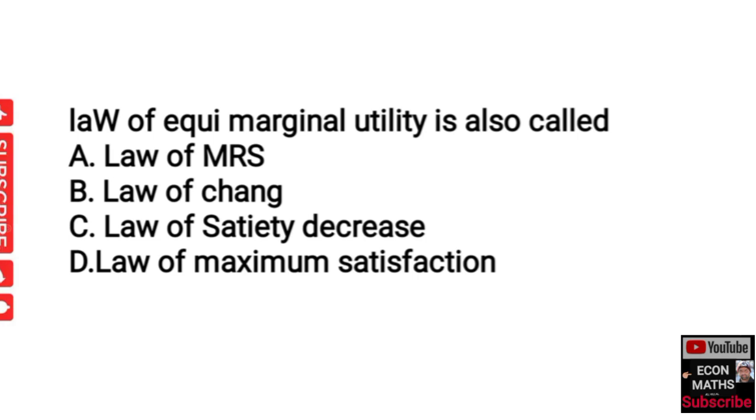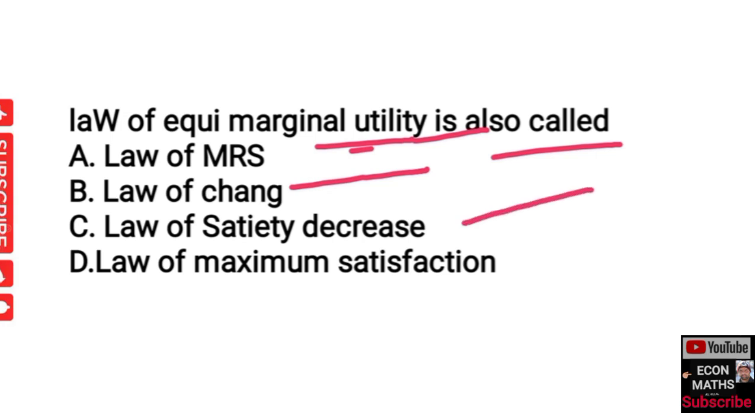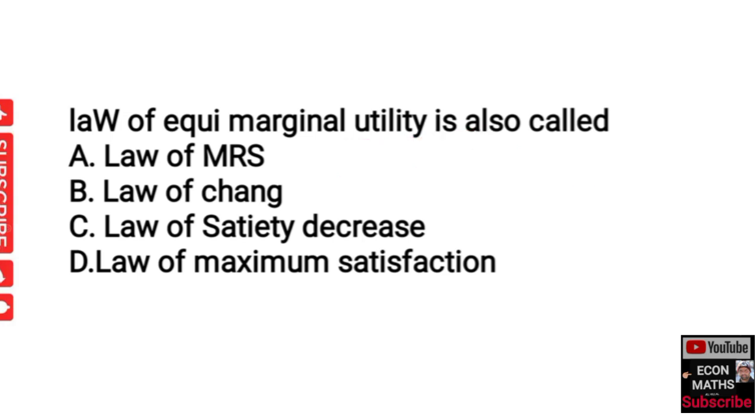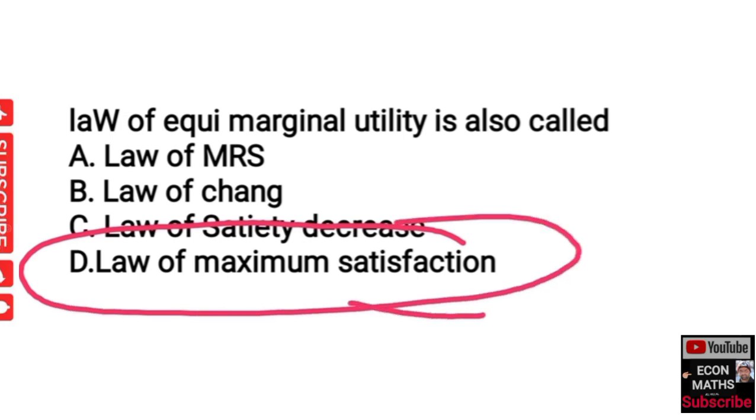Next question: the law of equi-marginal utility is also called... The options are law of marginal rate of substitution, law of change, law of satiety decrease, or law of maximum satisfaction. So equi-marginal utility's other name is law of maximum satisfaction, and we also call it the law of substitution.